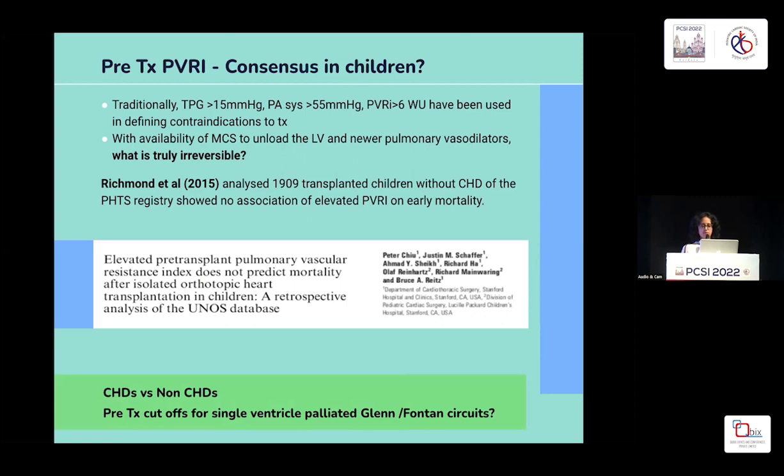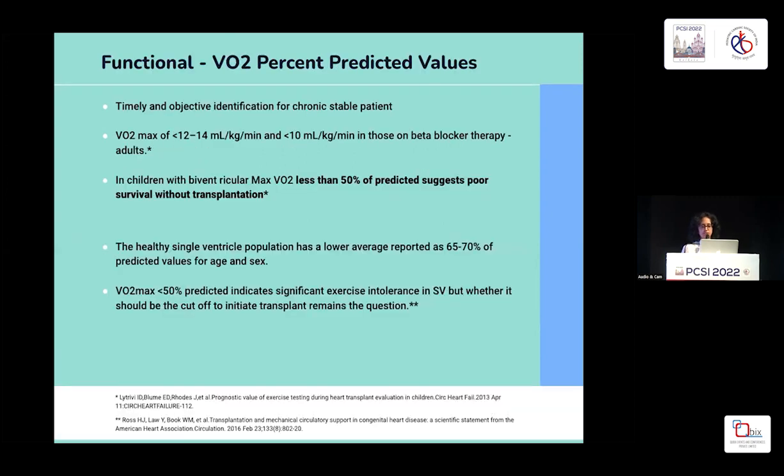In terms of functional assessment of children who have chronic stable heart failure, VO2 max is a very important tool. It gives us an objective identification of knowing when to list these patients. And there has been a standard cutoff of less than 12 to 14 ml per kilo per minute for those without beta blockers and less than 10 for those who are on ideal therapies and beta blockers.